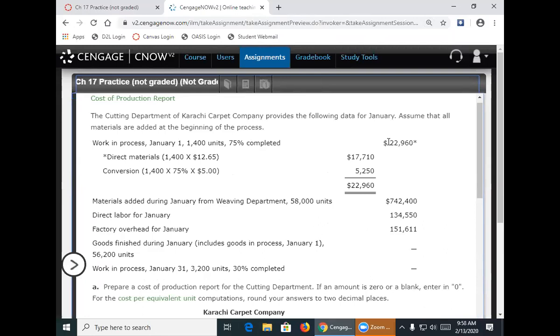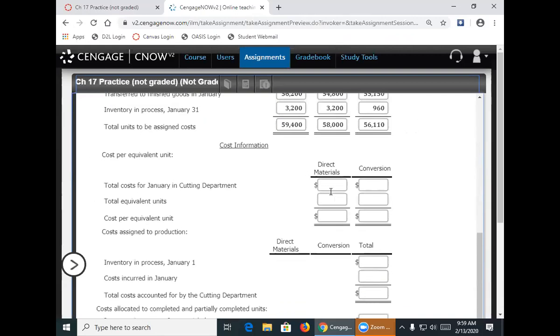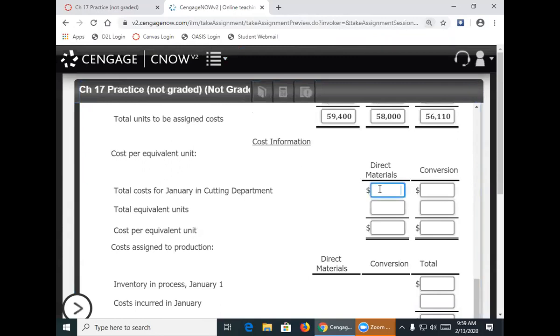These work in process costs right here, that was from last period, remember? So we don't have to worry about that. We just want to look at materials cost for this month. Well, that is $742,400. So they just give us that. We just want to look at the new cost this month. So direct materials cost for January, $742,400.